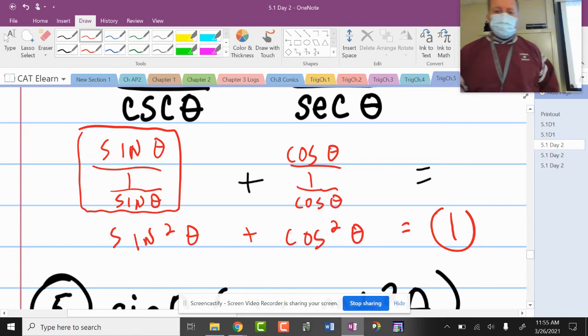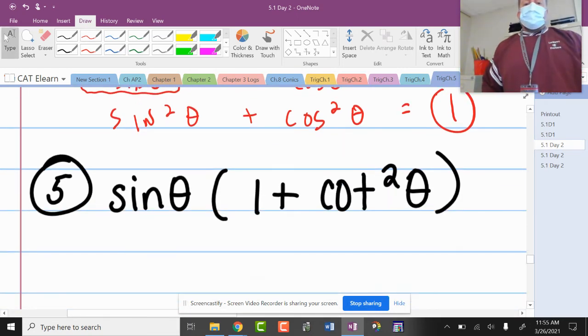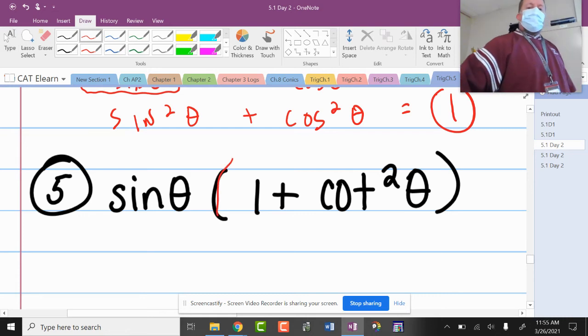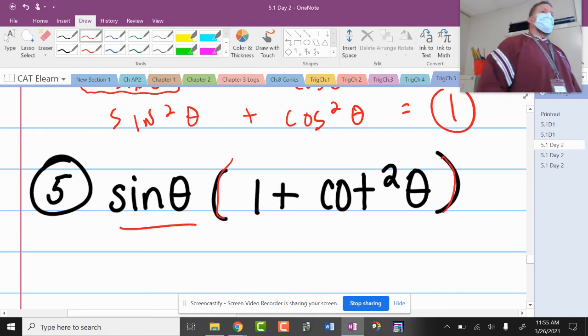All right? Caesar. What might be your inkling to do when you have a set of parentheses like this with something on the outside?